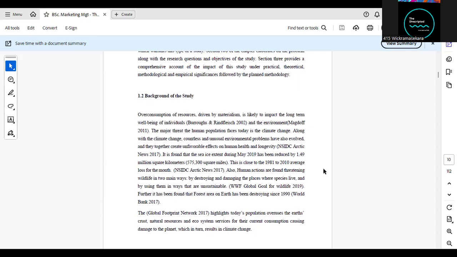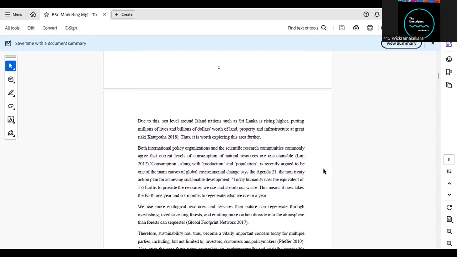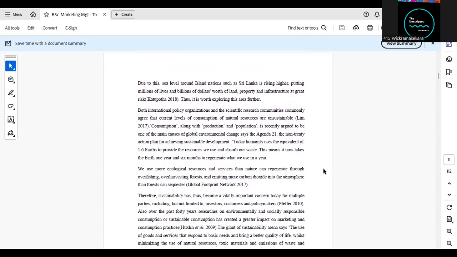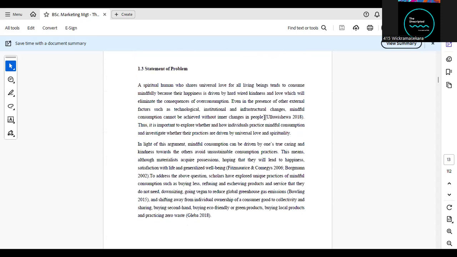Which is in the global context. It's a challenge that we all face, right? So starting from a broader point, you have to gradually narrow down your flow in the introduction or the background, and then flow to your problem statement, right?